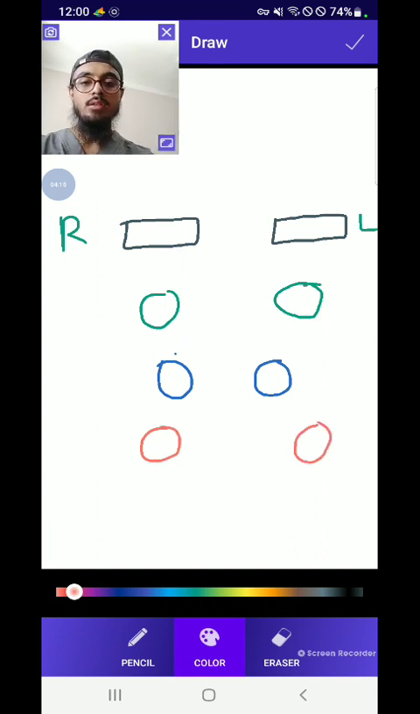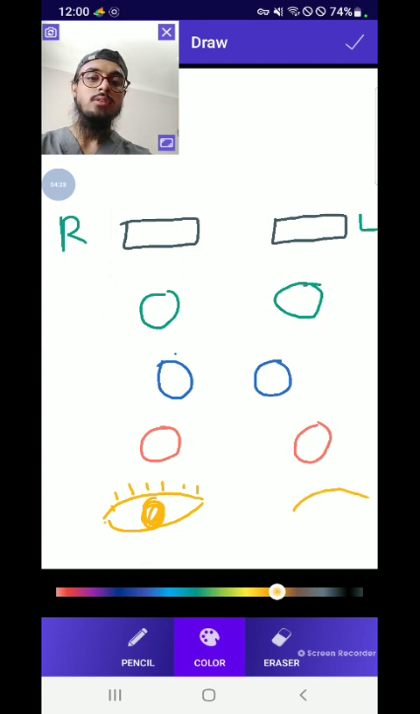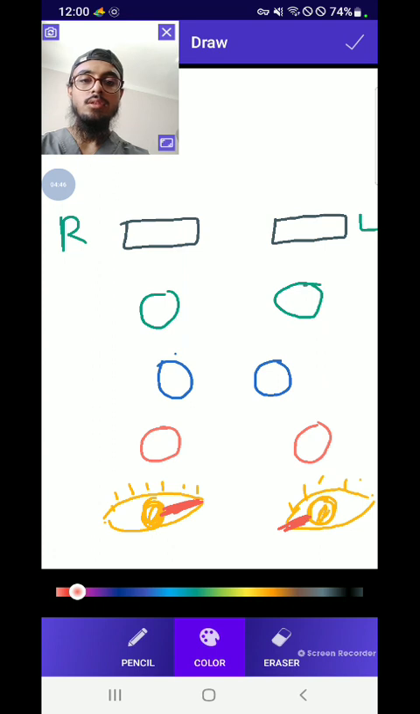And I draw the respective eyes. This is the right eye, and this is the left eye. And I also draw the muscles. This is the medial rectus muscle, in red color, and in green color this is the lateral rectus muscle.